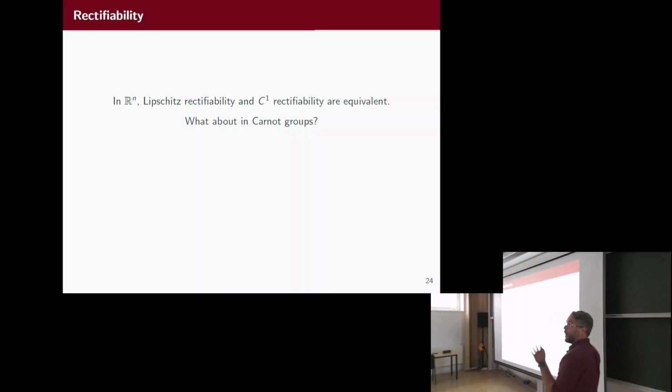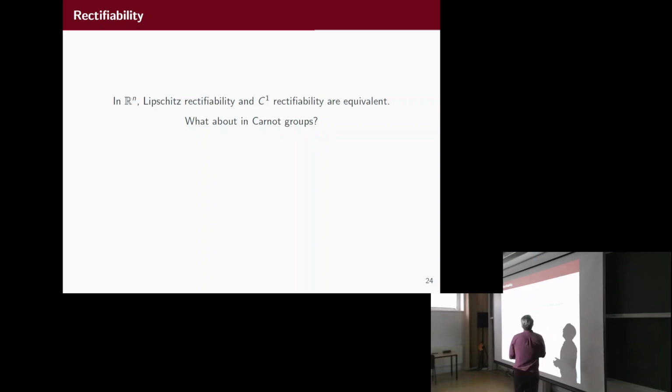So what's very well known, you can find it if you dig through Federer's book, is that in Euclidean space, Lipschitz rectifiability and C1 rectifiability are equivalent. Why am I bringing this up? Because this follows from the Whitney extension theorem, right? You start with your set. You know what? I'll talk about why that is in a second. Let me talk about approximations before I talk about that.